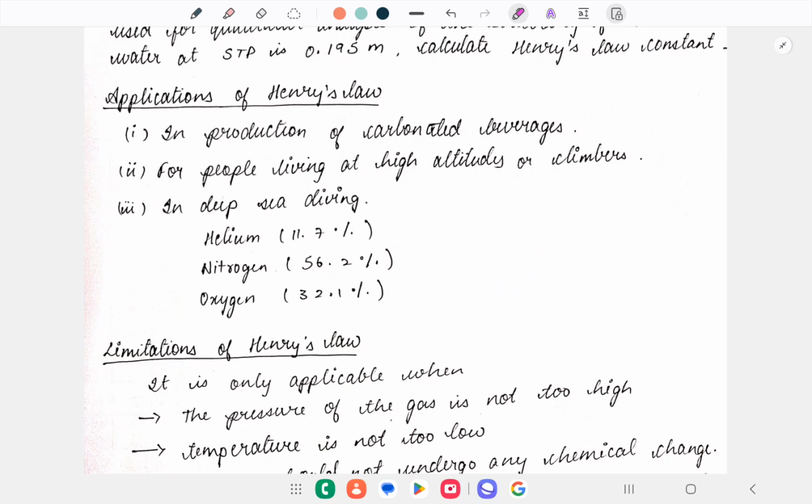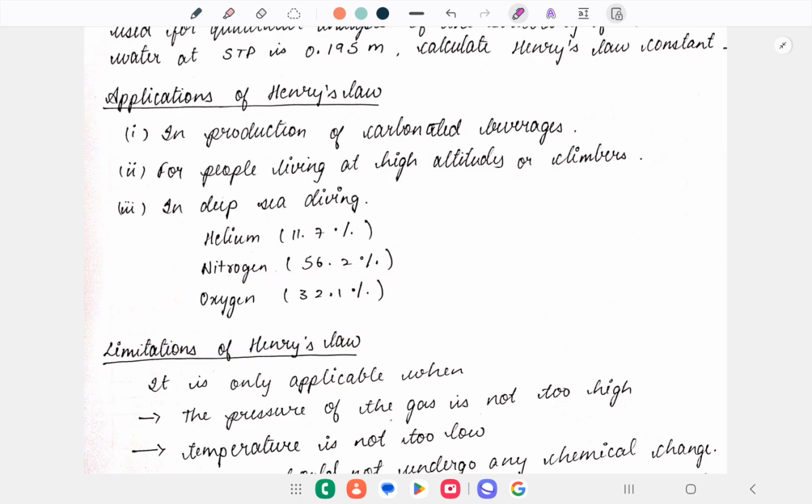which block the capillaries and give rise to an ailment called bends, or decompression sickness. To avoid this, as well as the toxic effects of high concentrations of nitrogen in the blood, scuba divers carry cylinders filled with diluted helium, that is, 11.7% of helium, 56.2% of nitrogen and 32.1% of oxygen.